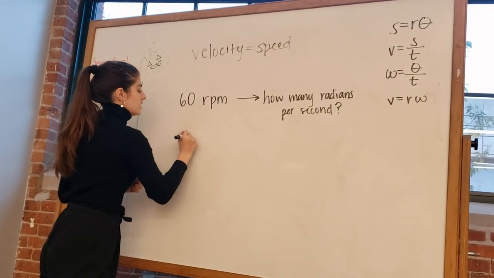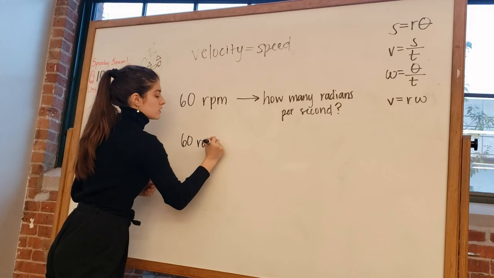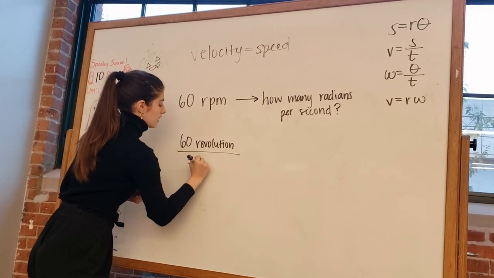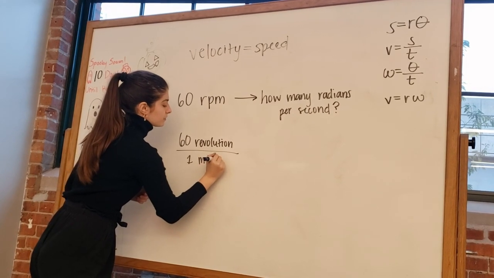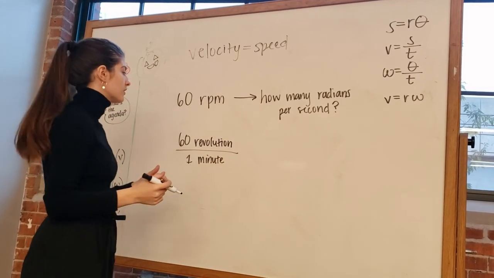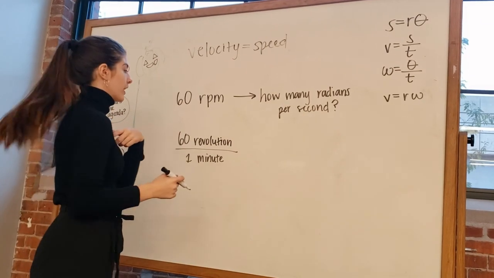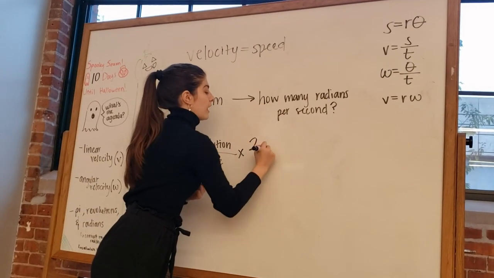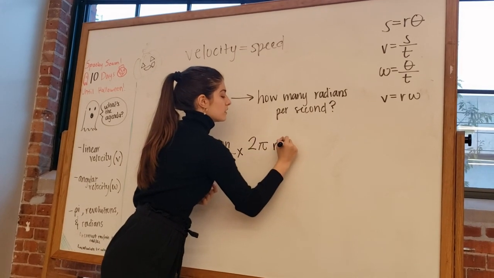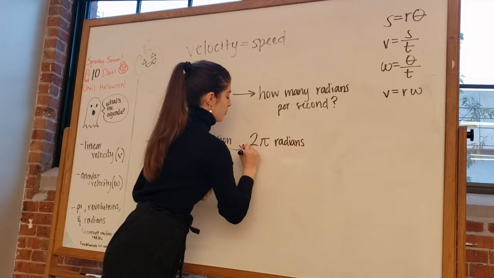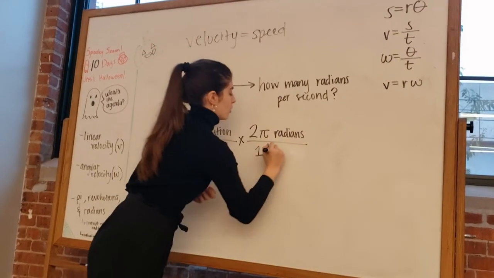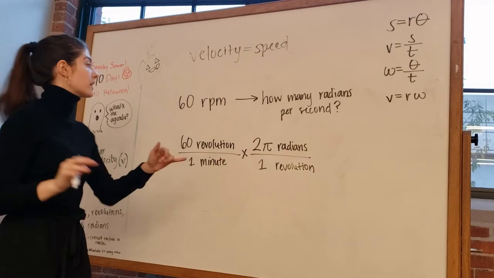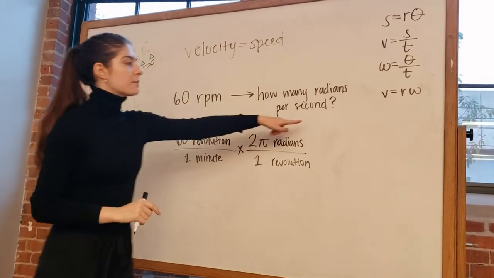We would take 60 revs, or revolutions, per 1 minute. And then we ask ourselves, how many radians are there per 1 revolution? Well, we just said, there's 2 pi radians per 1 revolution. But we're not there yet, because right now we're in minutes and we want to be in seconds.